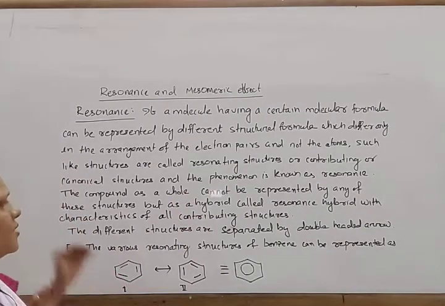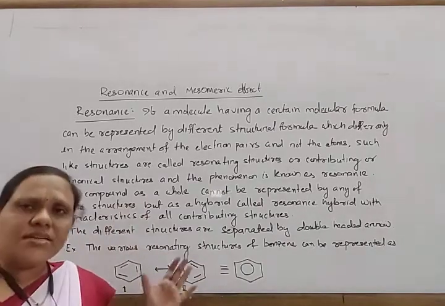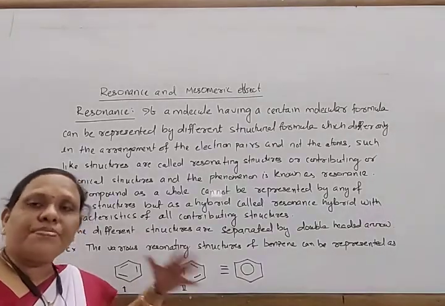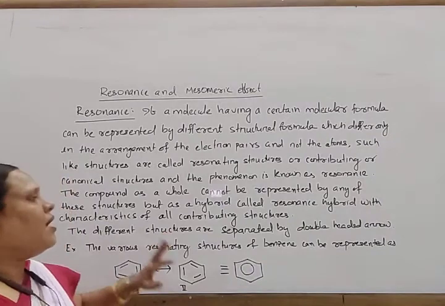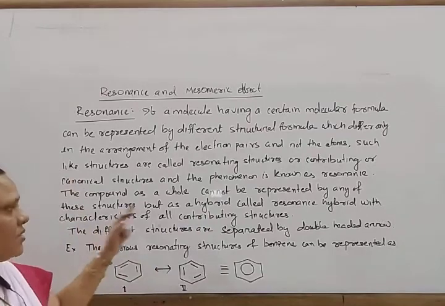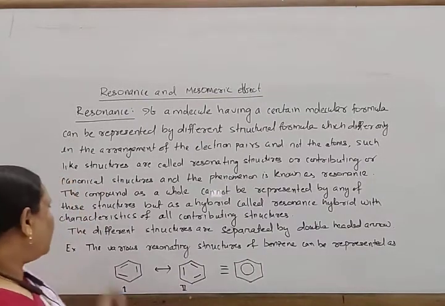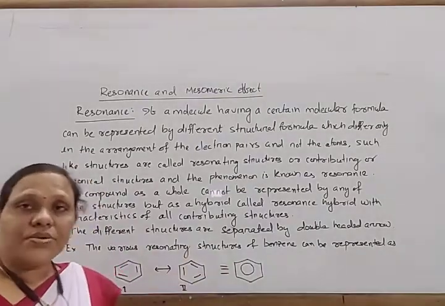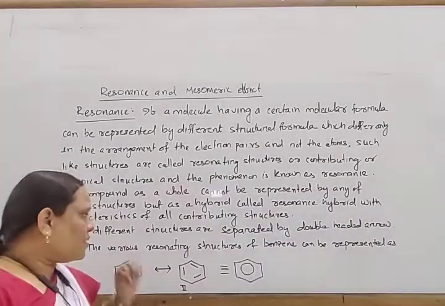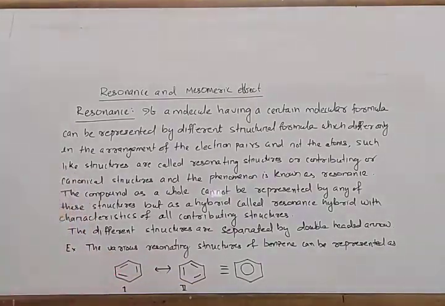This phenomenon is called resonance. The compound as a whole cannot be represented by any one of the structures; actually, it explains the properties. The actual structure of benzene is different from these two structures. Instead, it is a hybrid called the resonance hybrid, with characteristics of all the contributing structures. The different structures are separated by a double-headed arrow. So note down these points.